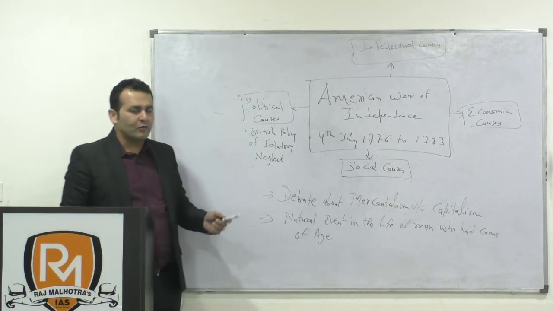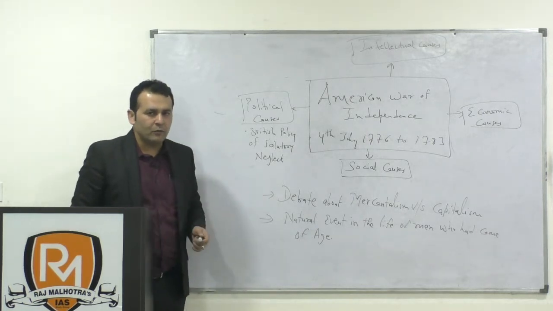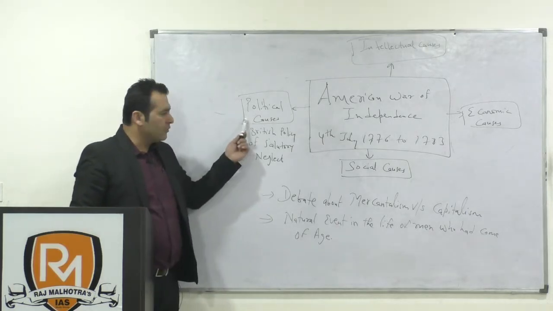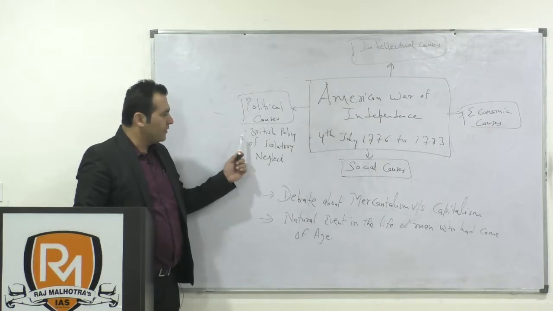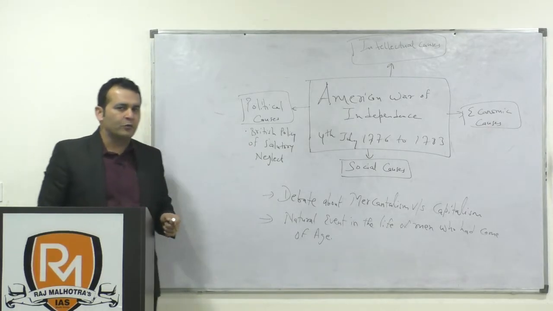Right, so talking about the causes, we will be making 3 videos. First about the causes, second about the events, and third about the consequences. Now among the political causes, one most important thing is the British policy of salutary neglect. Now what do we mean by this policy of salutary neglect?